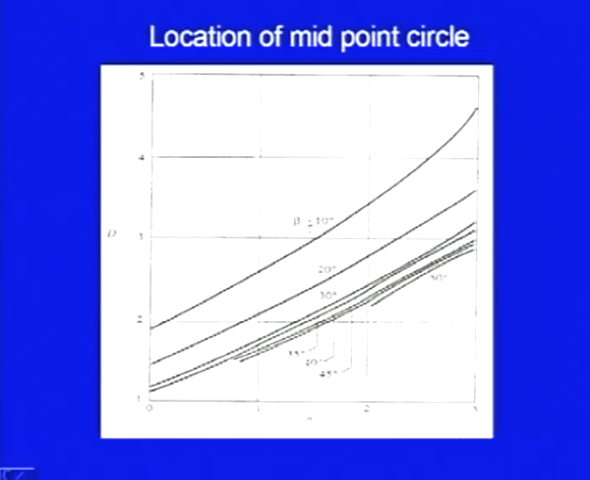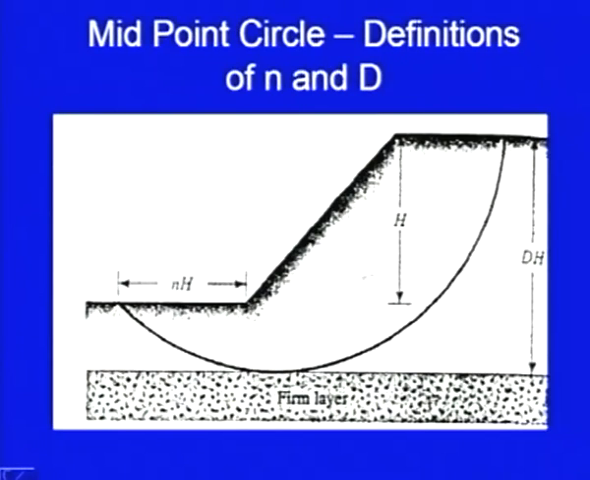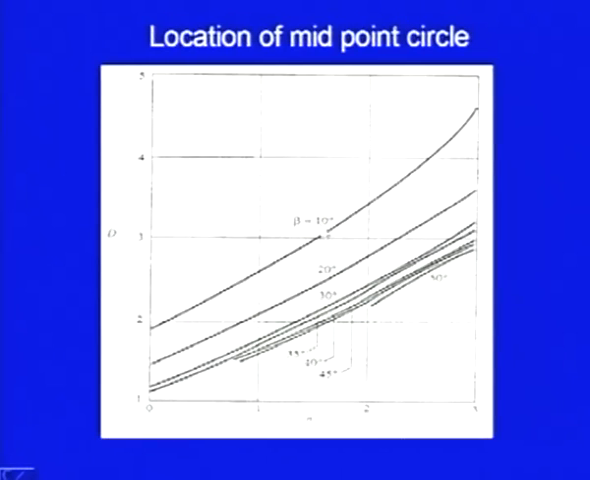So, if you know the depth of the base and if you know the h value, you can very easily find this out. To find this out, you have to use this graph. So, for the given n value and given beta value, you can have d, or vice versa.